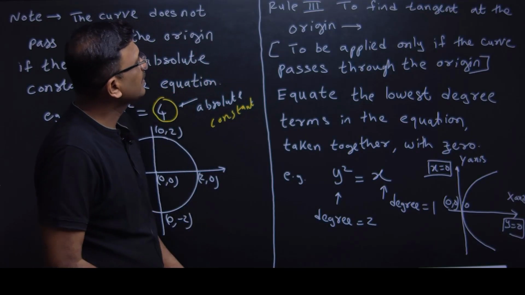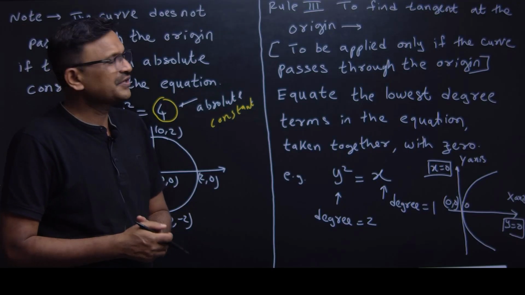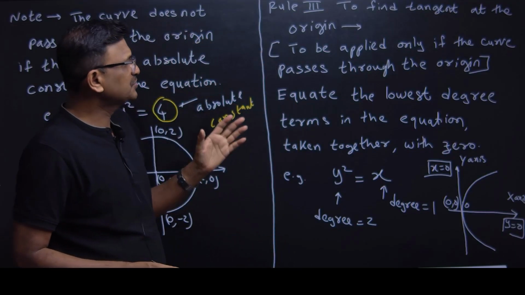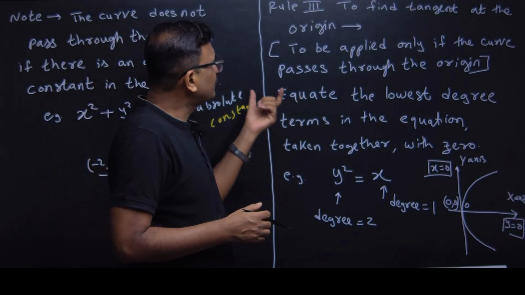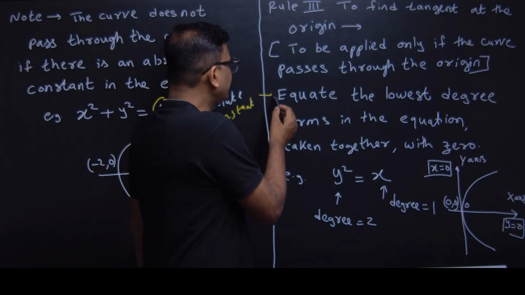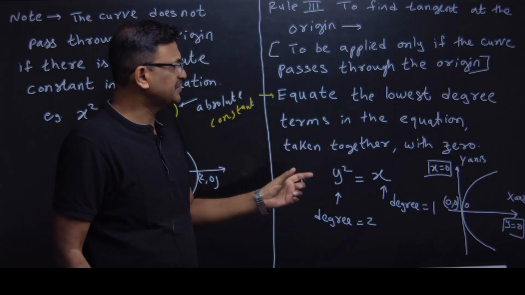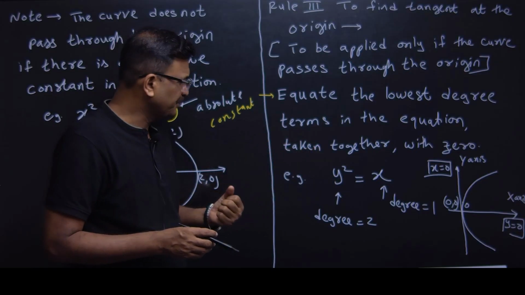Then, if the curve passes through the origin, the next rule that we should check for is to find the tangent at origin. We check for this rule only if the curve passes through the origin. Now to find the tangent at origin, what we have to do is equate the lowest degree term in the equation, or lowest degree terms taken together, with 0.